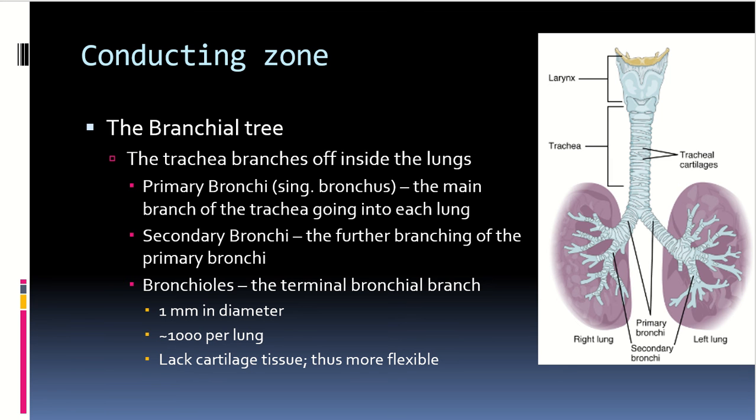Some data, which is not necessary for this class: the bronchioles, the final branching, can easily be a millimeter in diameter or less, far less than a quarter of an inch. There are about 1,000 per lung as far as bronchioles go, so about 2,000 if you have both of your lungs. And these bronchioles lack cartilage tissue, which allows them to be more flexible.